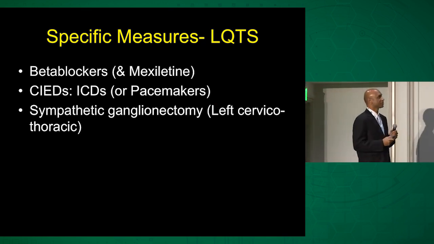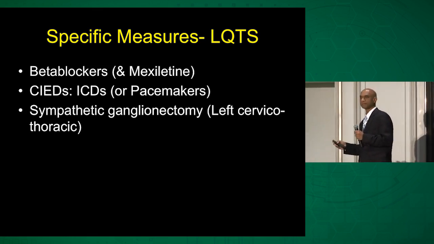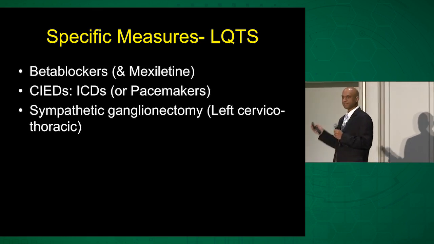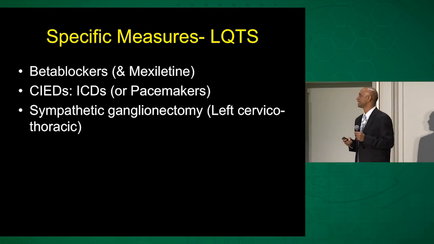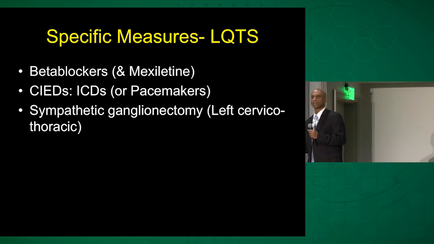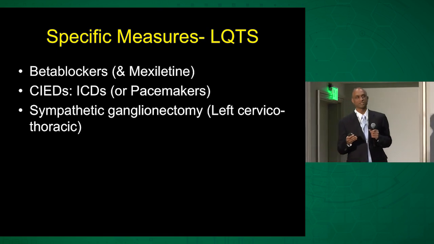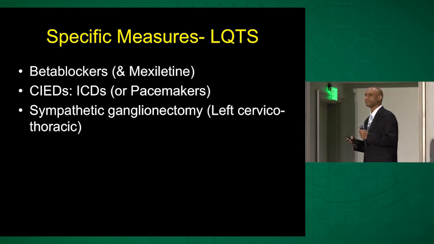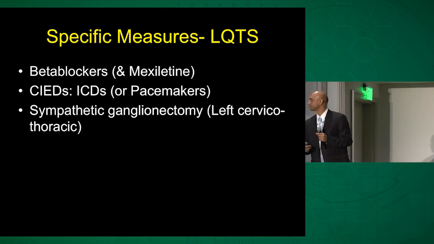The specific measures for people with long QT syndrome include treatment with beta blockers predominantly, placement of devices if needed, mostly ICDs, and rarely sympathetic ganglionectomy. Sympathetic ganglionectomy is mainly used as a bridge to devices in very young patients, or sometimes in patients who have multiple ICD shocks even after treatment with beta blockers.